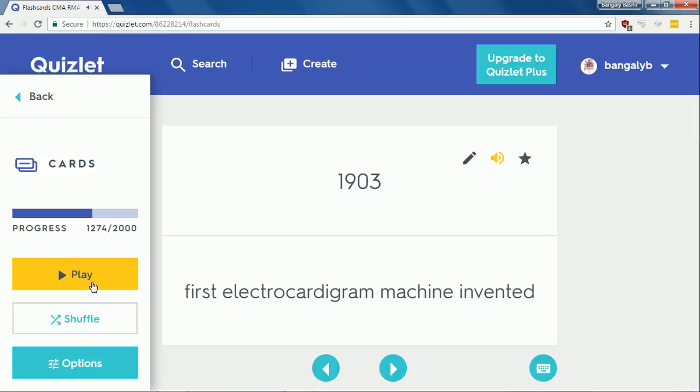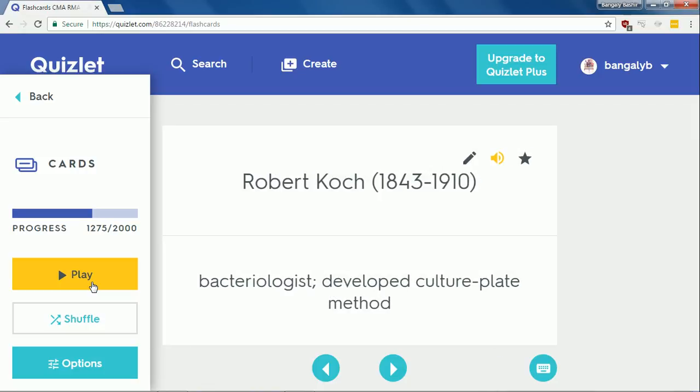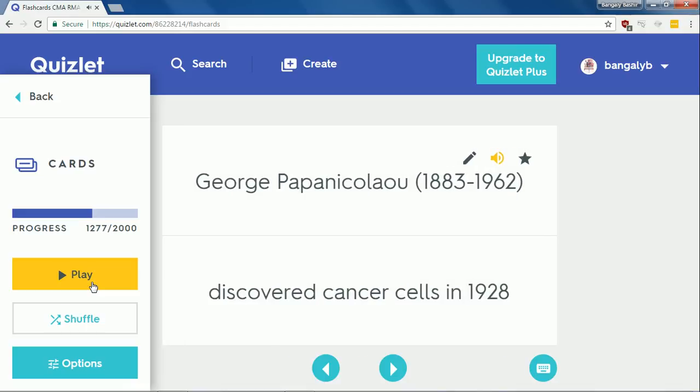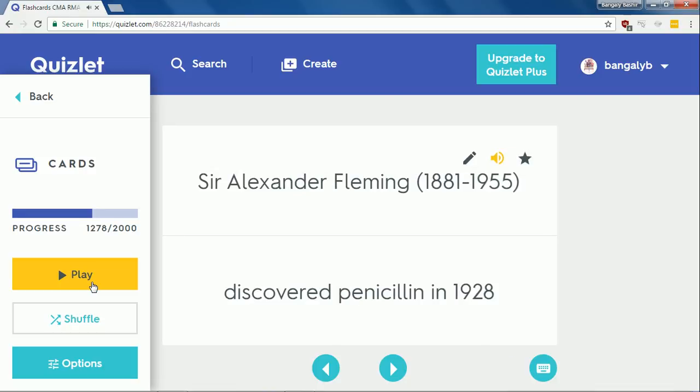1903, first electrocardiogram machine invented. Robert Koch, bacteriologist, developed culture plate method. Wilhelm Röntgen, discovered X-rays. George Papanicolaou, discovered cancer cells in 1928. Sir Alexander Fleming, discovered penicillin in 1928.